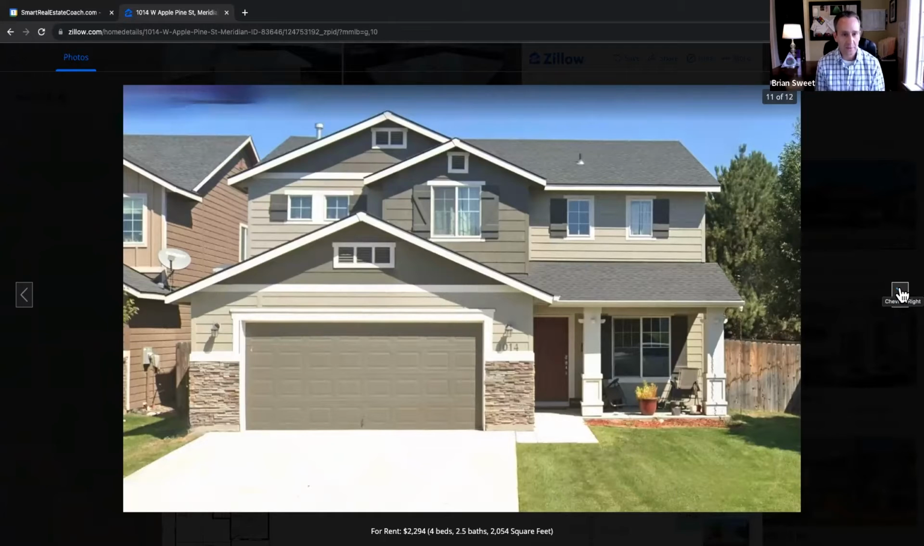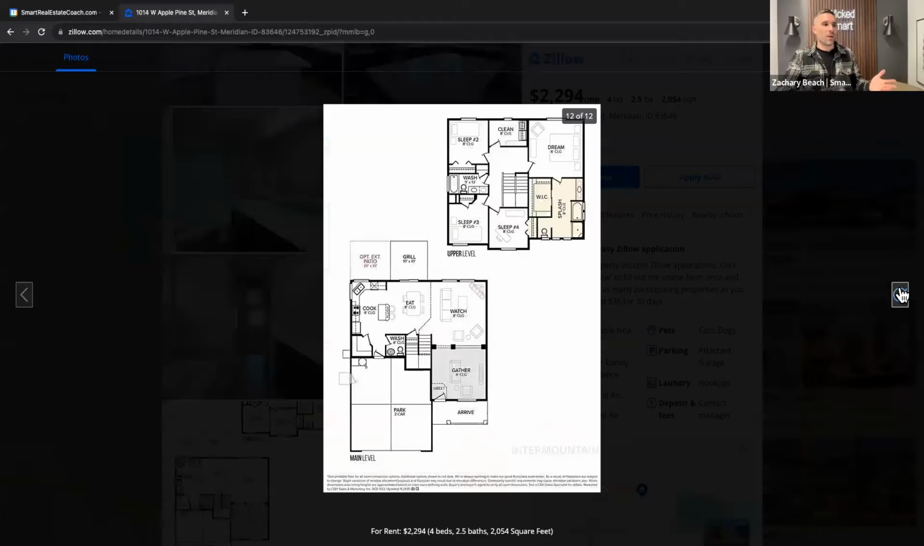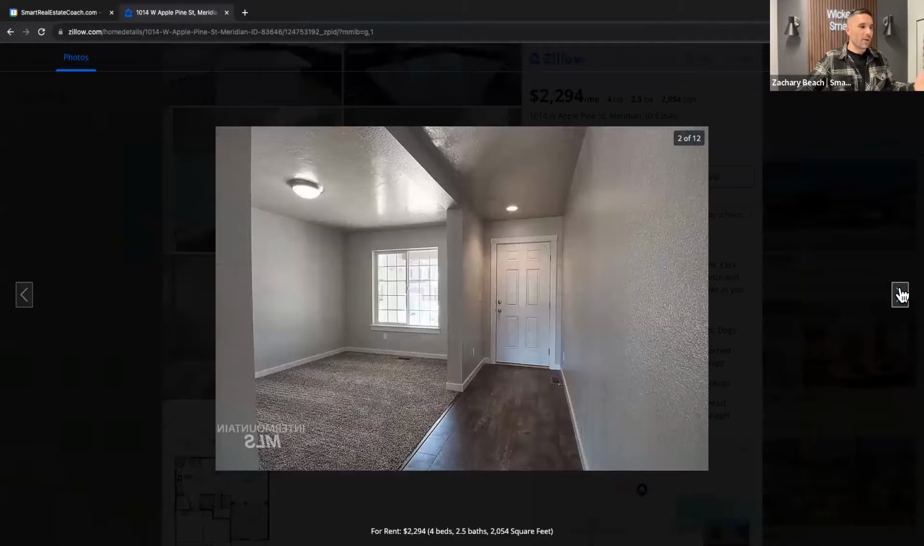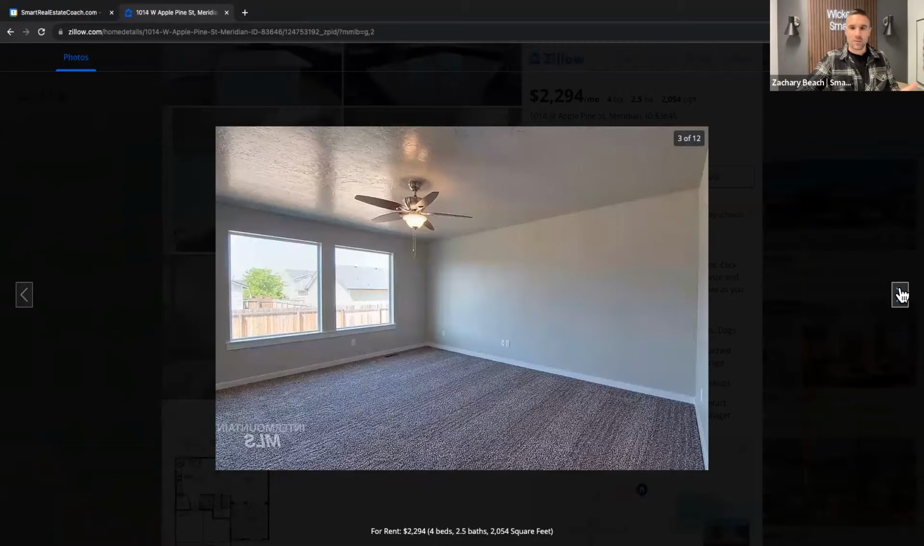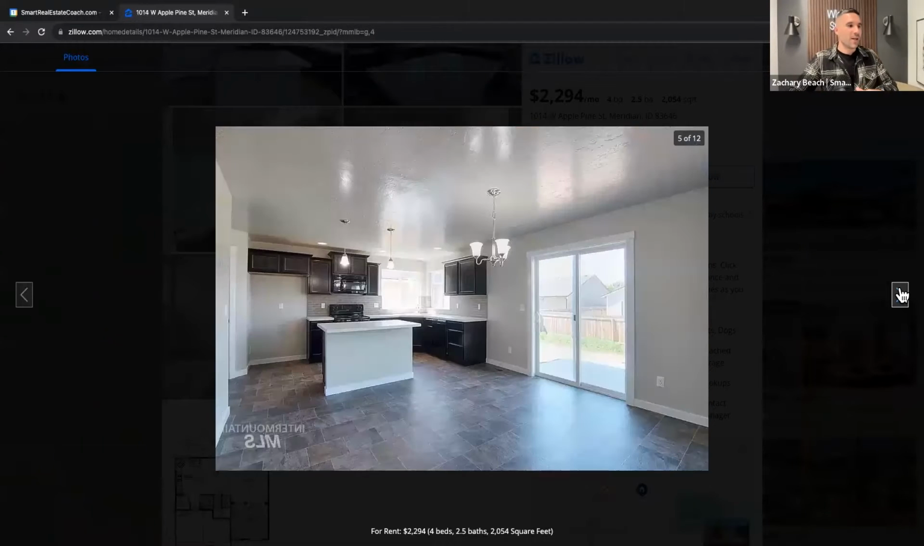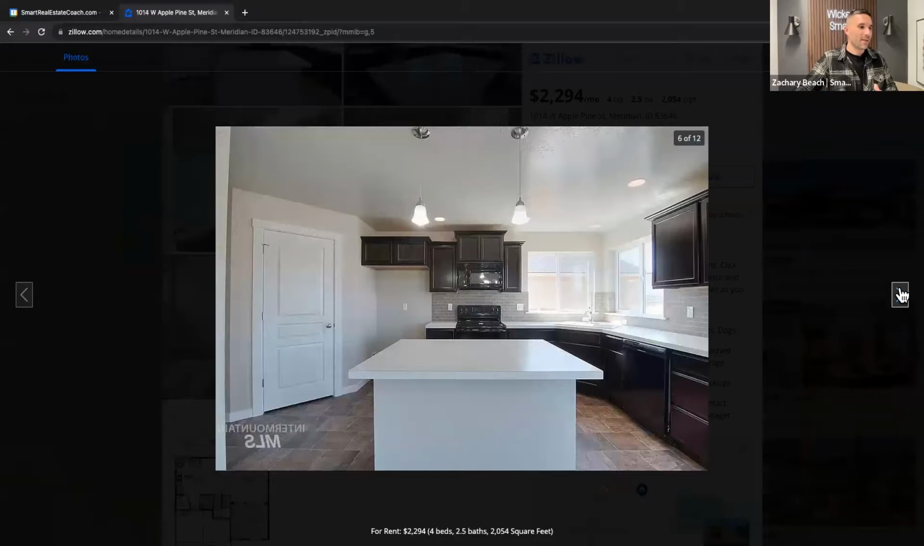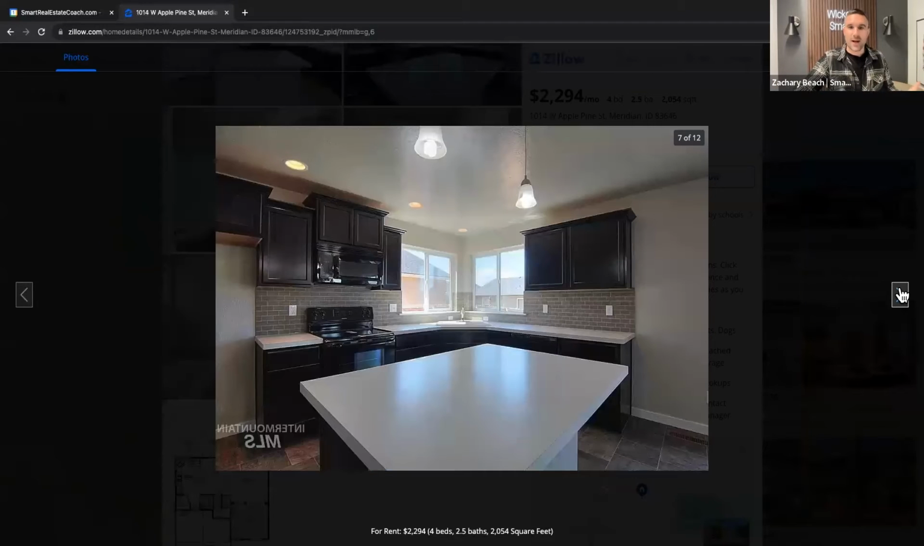So walk us through that then, Brian, right? All right, we're looking at this house. It looks like brand new construction. You said it was how old? Two years old. Brand new carpets. You got granite countertops, black cabinets. This is a great house, right? Yes, this is a beautiful home. You don't have to do a single thing to it.